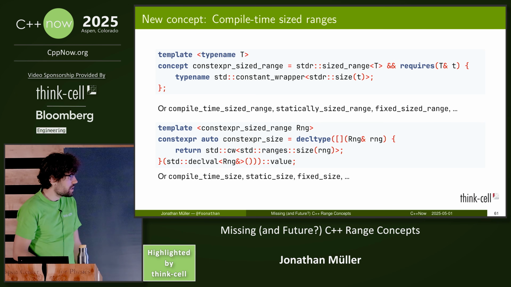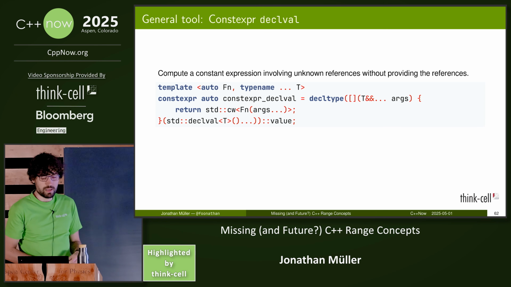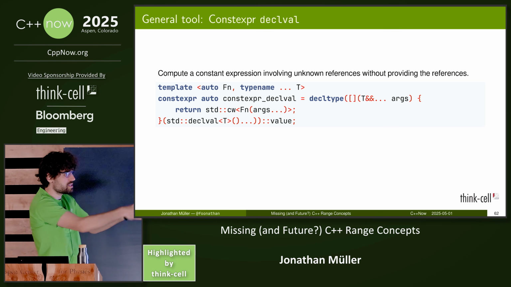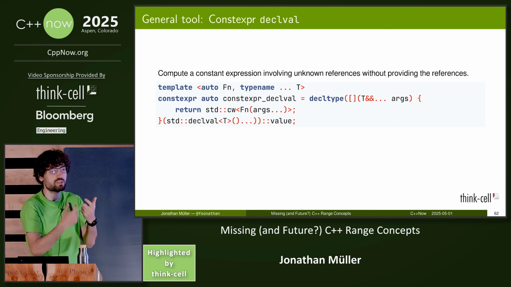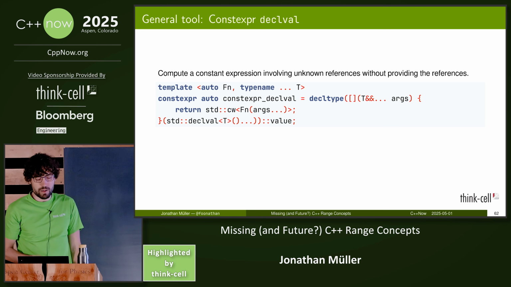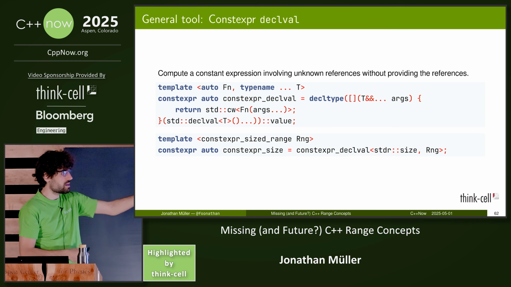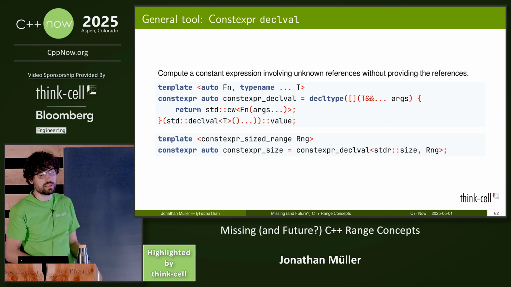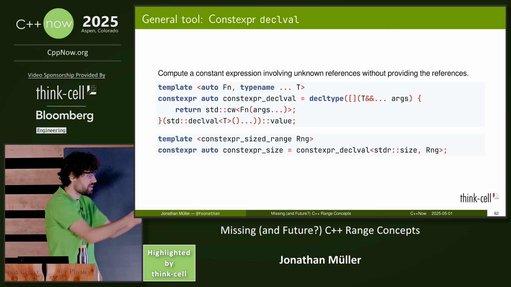And this is the constexpr-per declval pattern, which just takes a function, synthesizes some references, calls the function with the references, and it works as long as the function doesn't actually need the references. With that, we can simplify by saying constexpr-per size is just: get me a range reference and call size on it. It would be a lot simpler if declval were constexpr, but it isn't yet, but this works.